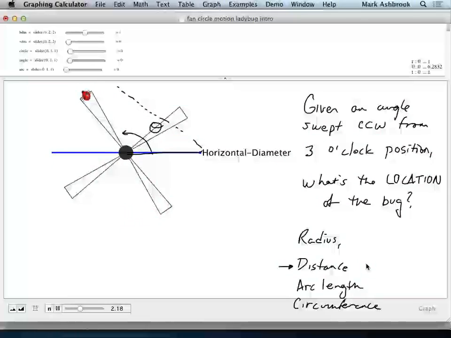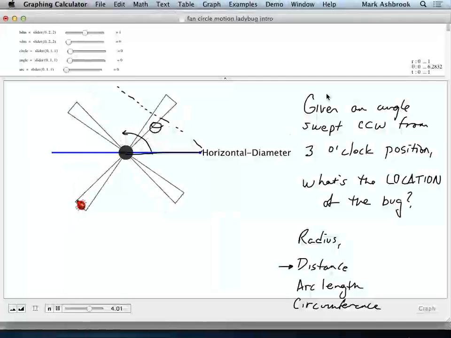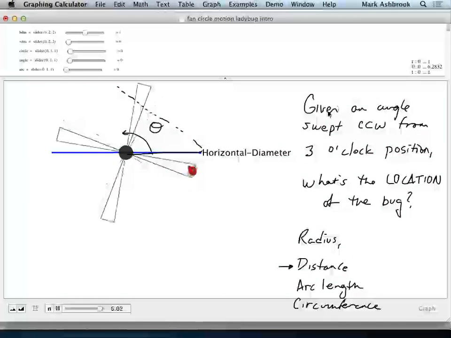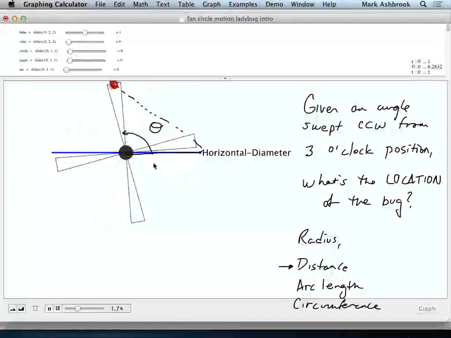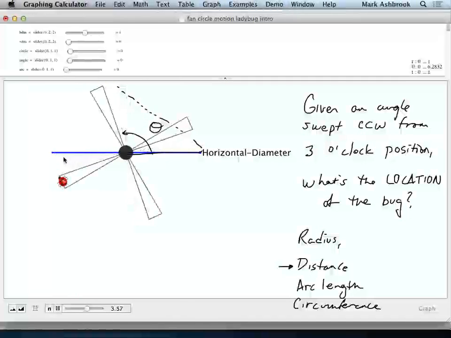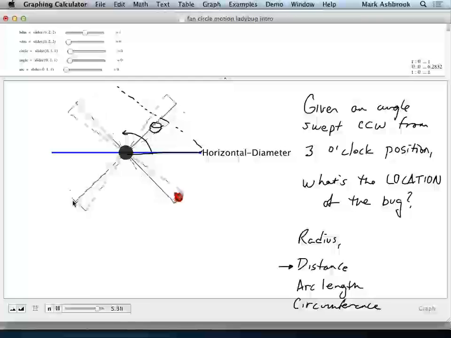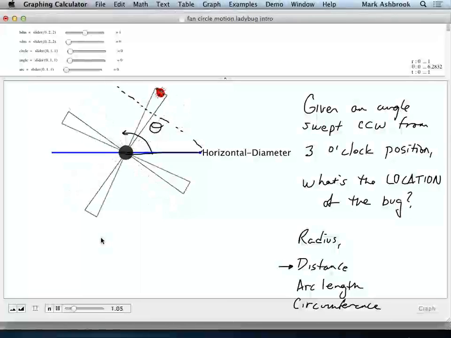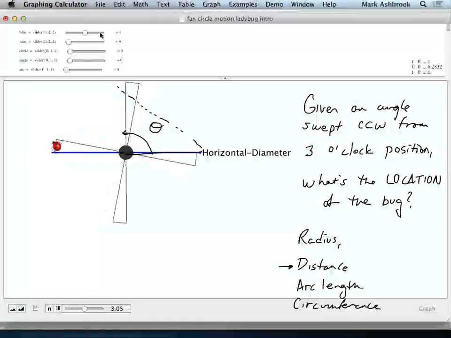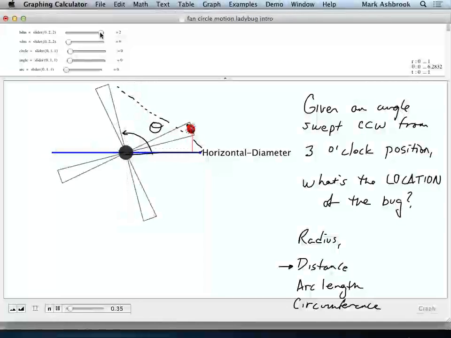What's that? Radians is that's our given angle. So now we're saying what distance relative to the horizontal diameter will help us get the position of the bug. Time is not a distance. Let me give you another visual here.